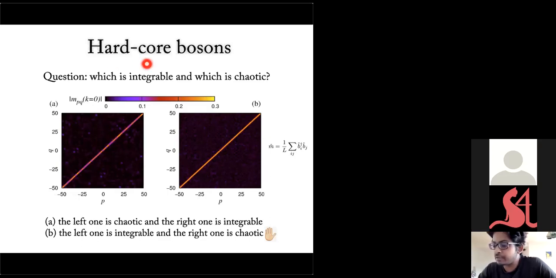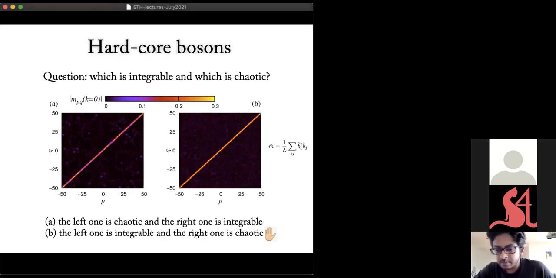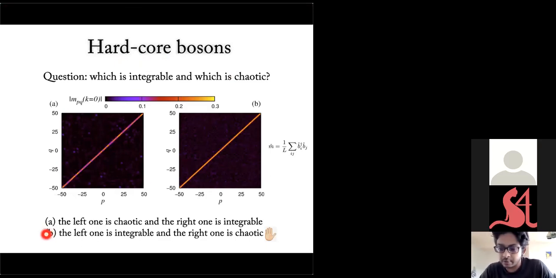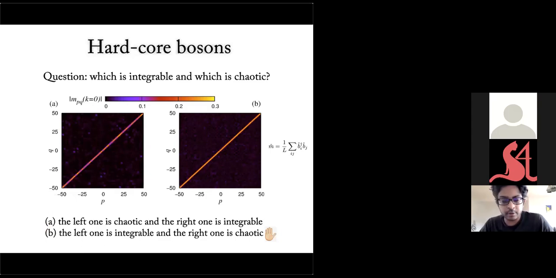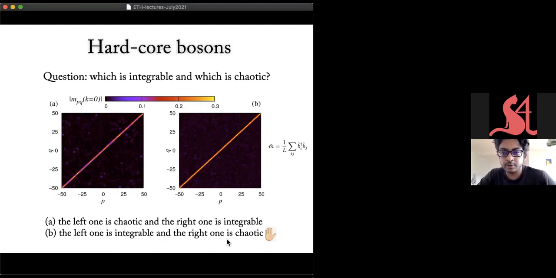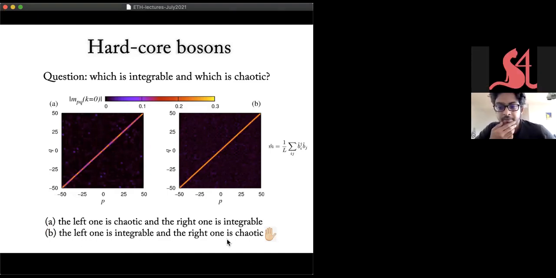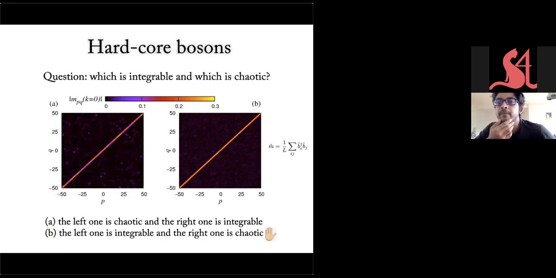Just think of this as some Hamiltonian, but one should be able to recognize which is chaotic and which is integrable. I can give away the answer. For the people who raised their hands, B is actually the correct answer. So maybe can one of you explain why you think it is correct? Why the left one is integrable and the right one is chaotic? Would anyone like to say?